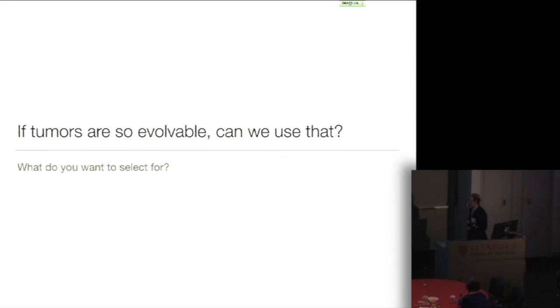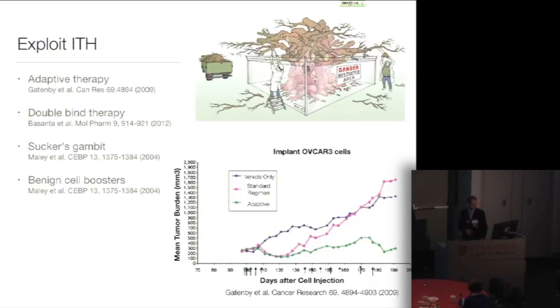So the final question I want to get to is, if intratumor heterogeneity is such a problem for us, there's also an opportunity here. It means these tumors are very evolvable, and so we should be asking, how do we want them to evolve? What selective pressures, what do we want to select for? I think that's one of the major questions we should be thinking about in terms of therapy and control of these tumors. So how can we exploit intratumor heterogeneity?